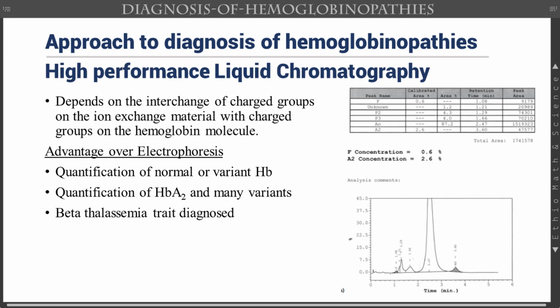Running electrophoresis on citrate agar or agarose at acidic pH changes how charge groups interact, so variants that look similar on alkaline runs separate on acid runs. That's useful because acid gels let us quantify normal and variant hemoglobins more reliably. For example, we can accurately measure HbA2, which helps diagnose beta thalassemia trait. In short, if alkaline electrophoresis raises a question, the acidic medium usually helps resolve it.